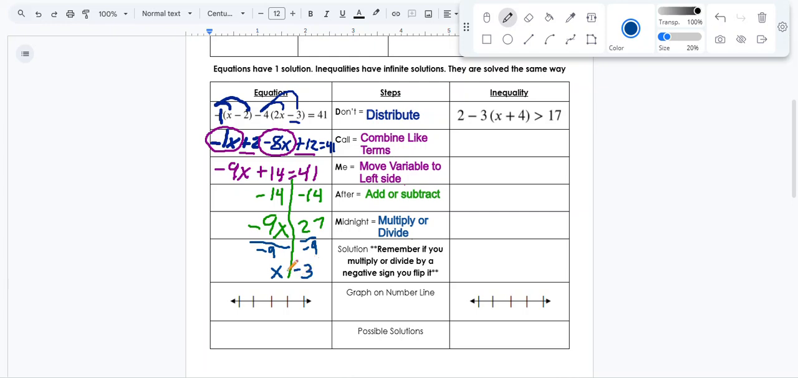So now I'm left with x equals negative 3, and that's my final answer. That's a negative there, negative 3. All right, and that's my final answer. So for an equation, there's only one possible solution. It's negative 3. That's my only answer it can be.